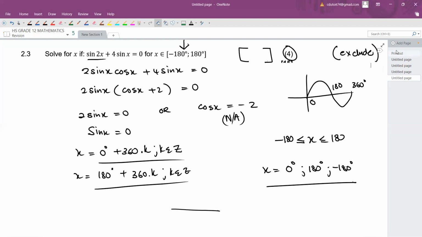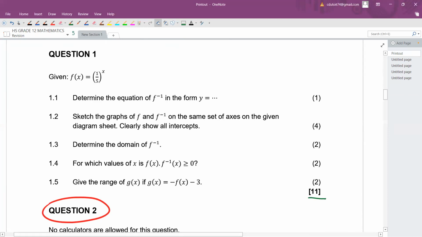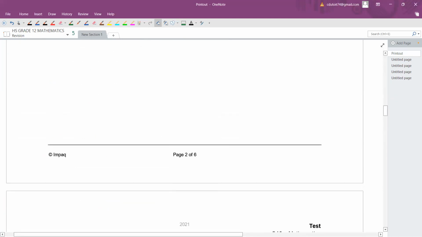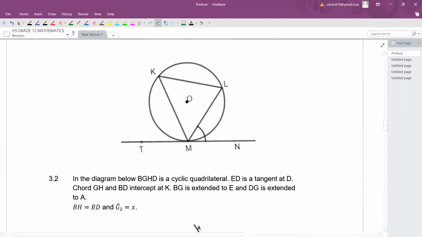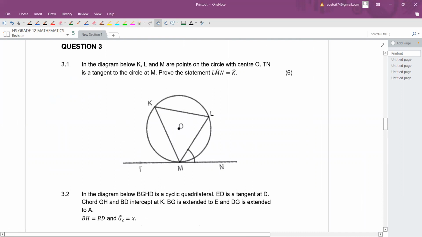Right. Okay, let me ask you what you want to do. Do you actually want to do the functions and inverses for 11 marks, or do you want to do a Euclidean geometry example? You can do Euclidean geometry. Okay. Right, look at this. 3.1. In the diagram below, K, L, M, N are points on the circle with center O. TN is a tangent to the circle. Prove the statement that angle LMN is equal to K.